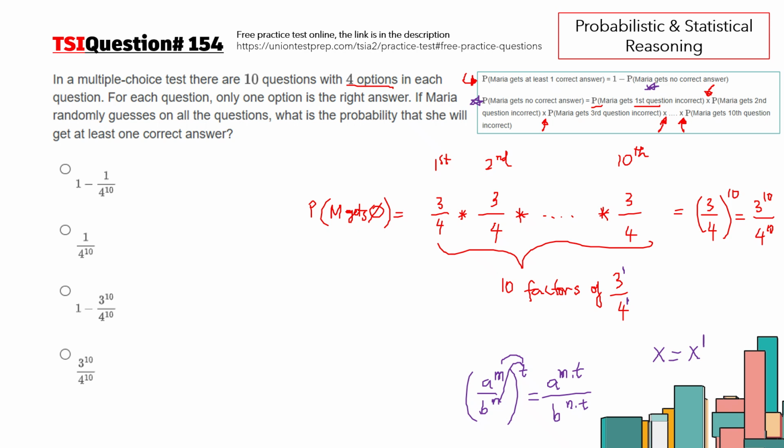So the probability of Maria getting at least one correct answer is 1 subtract 3 to the power of 10 over 4 to the power of 10. So this is the correct answer.